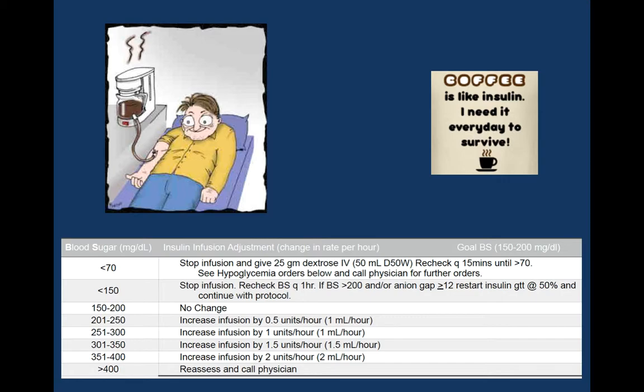The insulin protocol is designed to reverse the acidosis or hyperosmolar state without causing excessive hypoglycemia. Once sugars fall below 250, the drip is more slowly titrated. The insulin drip is stopped if blood sugars fall below 150.